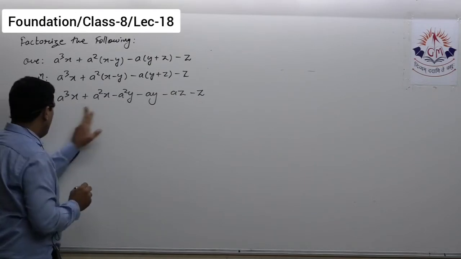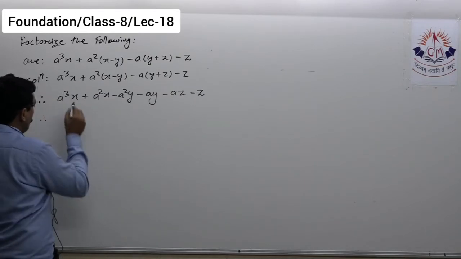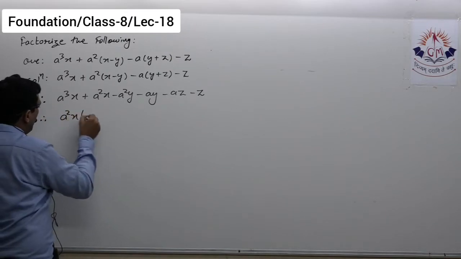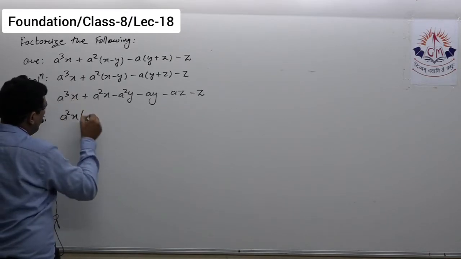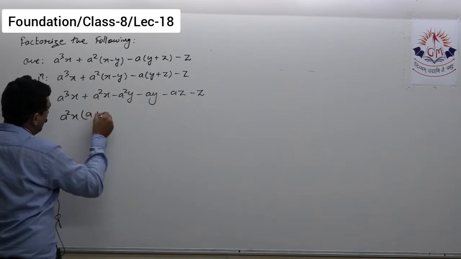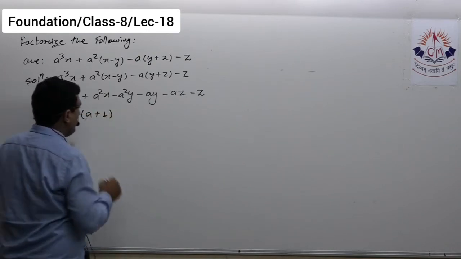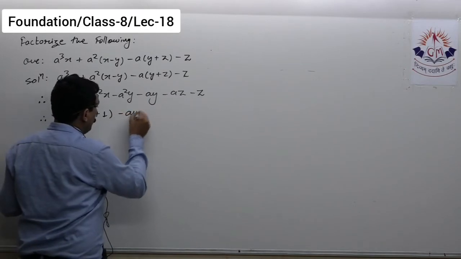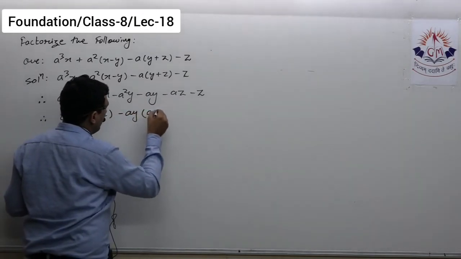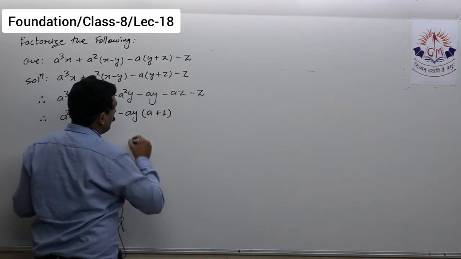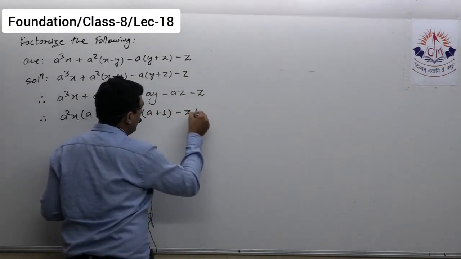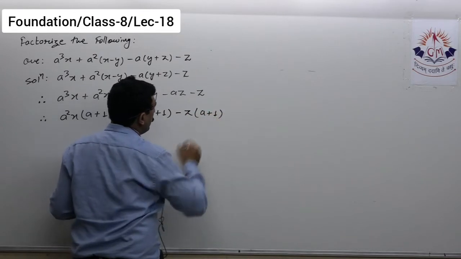So from the first two terms I can take a square x common, and here I do get a, here 1. Now from these two I can take minus ay common, so here I do get a, here I will get plus 1. And then from these two I can take minus z common, so here I do get a plus 1.